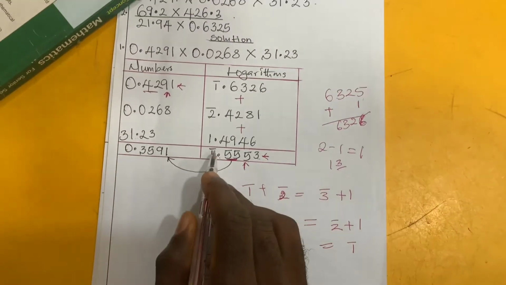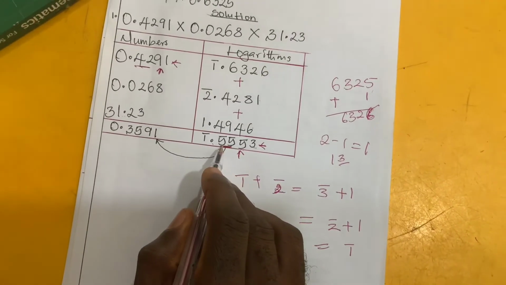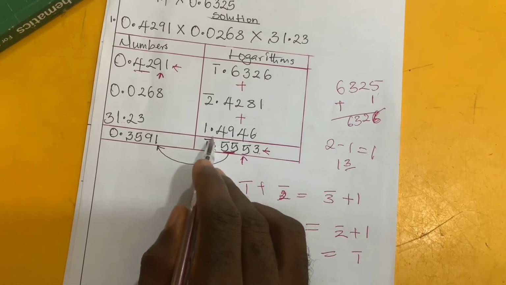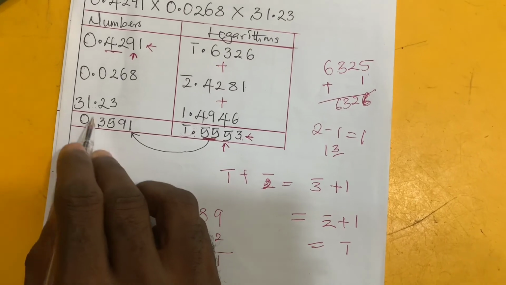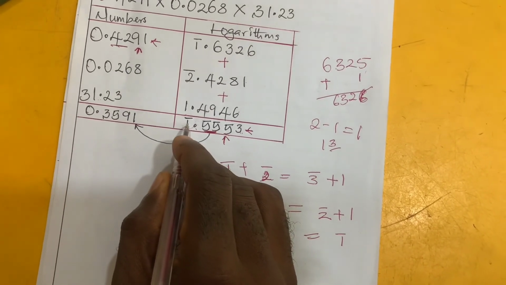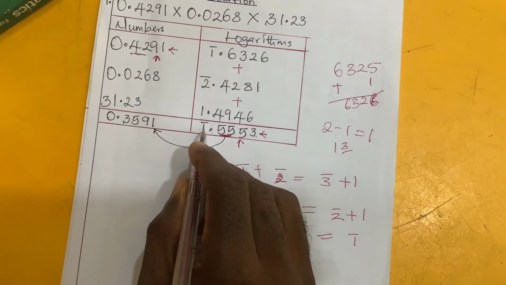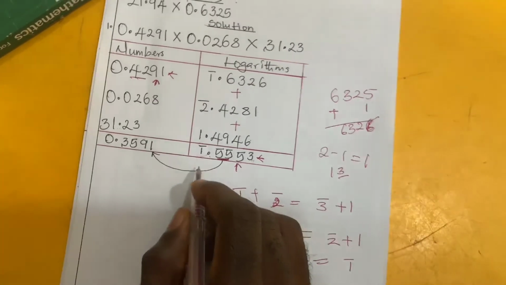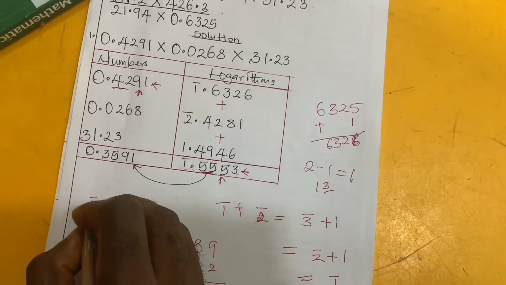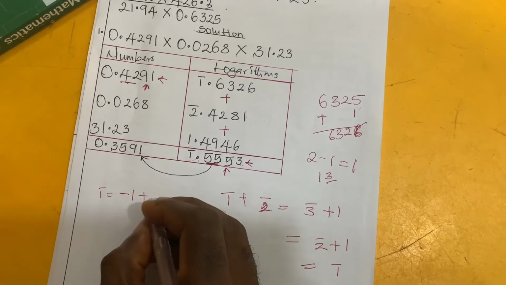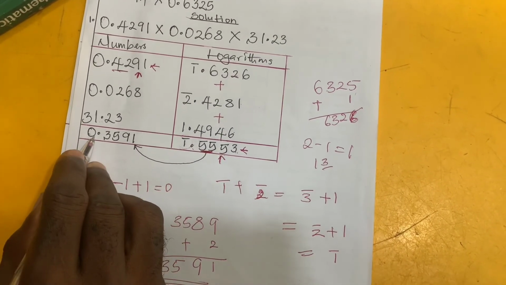Now, how did we get this 0 here? If you notice, when I was looking for the antilog, I didn't mention this at all. So to get this particular 0, you add 1 to this characteristic here. And remember that bar 1 here is -1. So -1 plus 1 is equal to 0. So that's why this is 0.